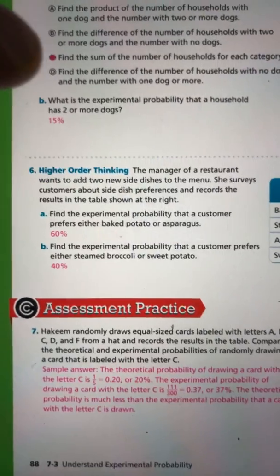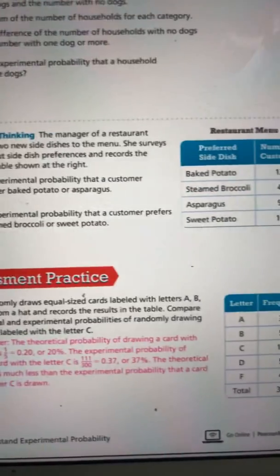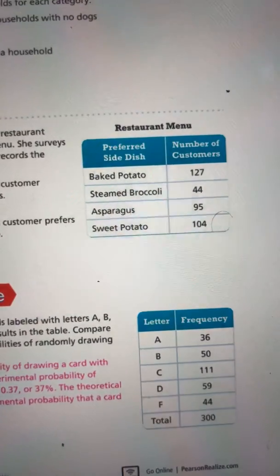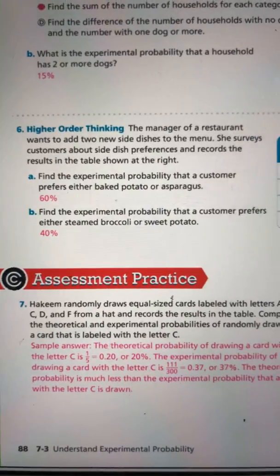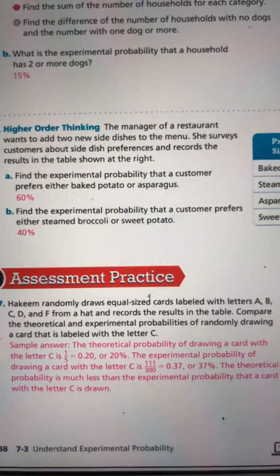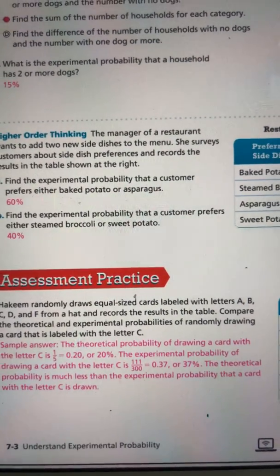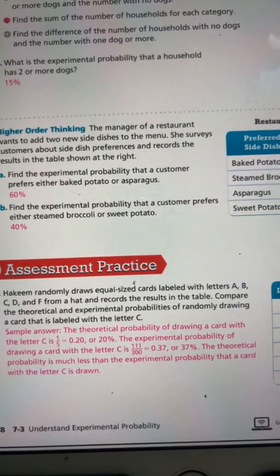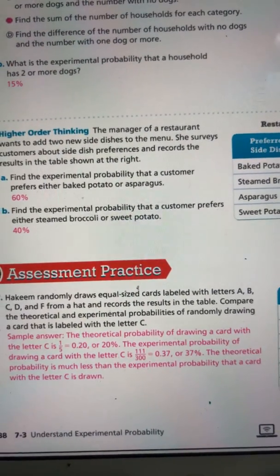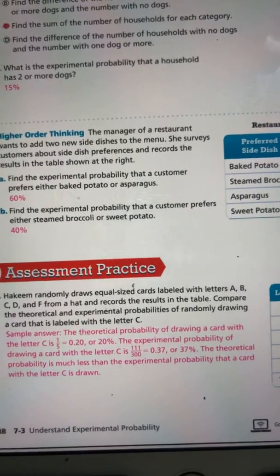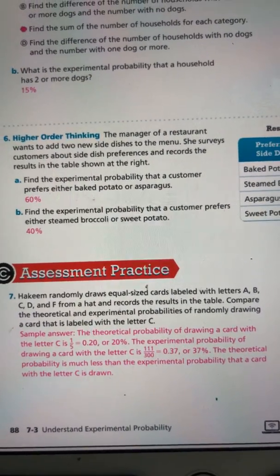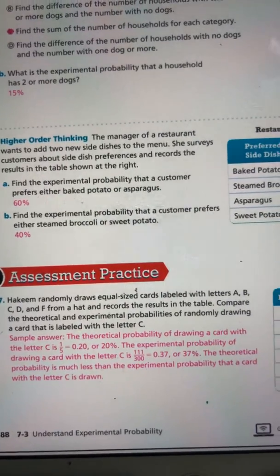Next page, page 88. We have an assessment practice. This is a table. We have letter and frequency. Number 7. Hakim randomly draws equal-sized cards labeled with letters A, B, C, D and F from a hat and records the result in the table. Compare the theoretical and experimental probabilities of randomly drawing a card that is labeled with the letter C.